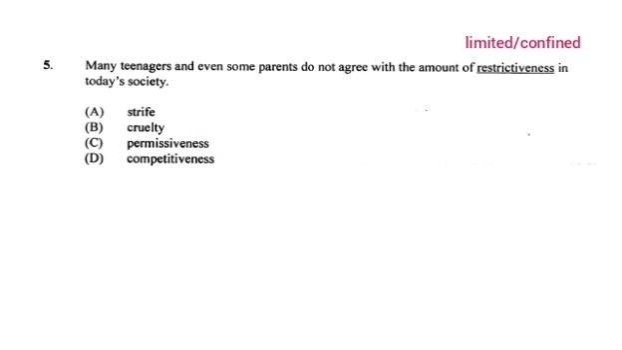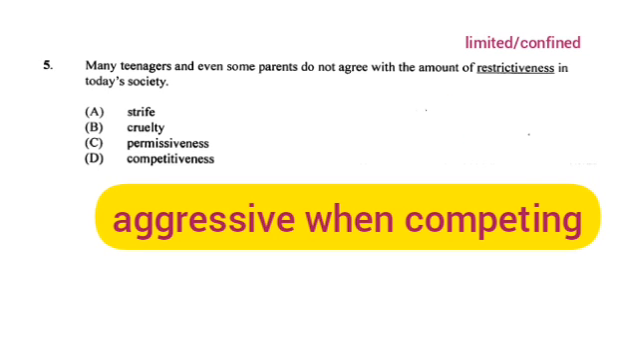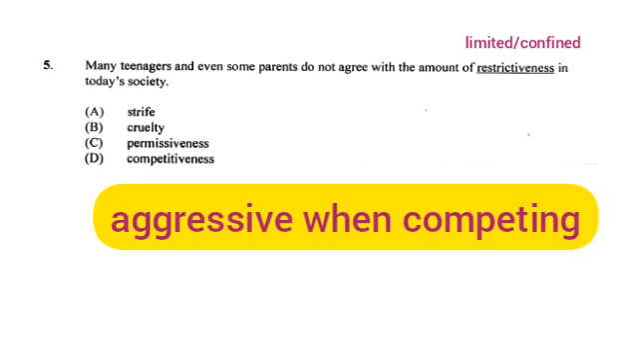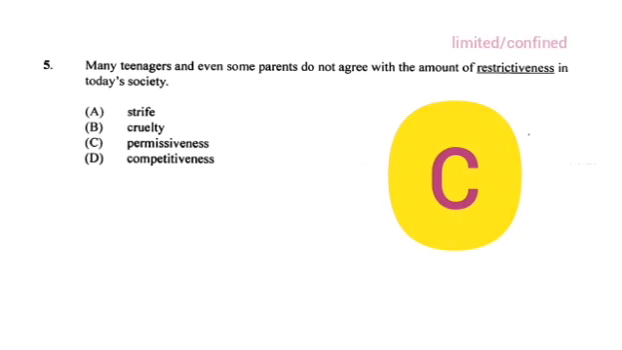Cruelty means evil. Permissiveness means that you are free to do whatever you want to do. Competitiveness means that you are aggressive when you're competing. Based on these definitions, the opposite of restrictiveness is permissiveness. So the answer is C.